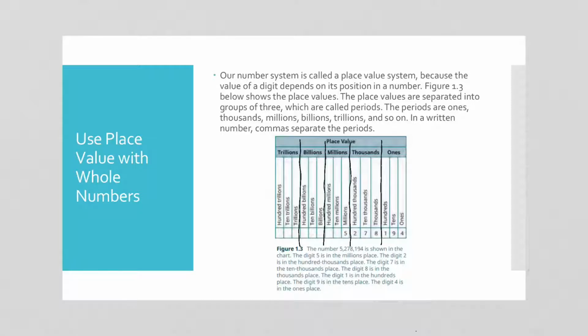All right, so whenever we are asking ourselves how to say a number, you only say the period that it belongs in. So in this case, this number right here. And you never say 4 ones. You never say that. Okay, so we would say 5,278,194. You wouldn't say 194 ones, okay? So 5,278,194 is how you would say that.